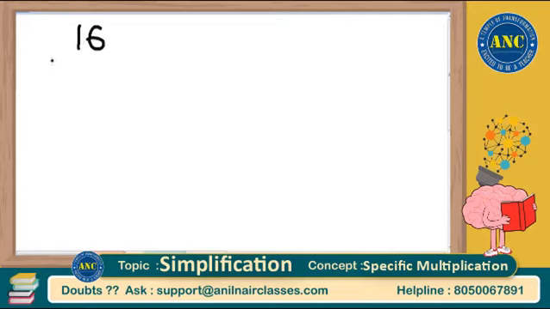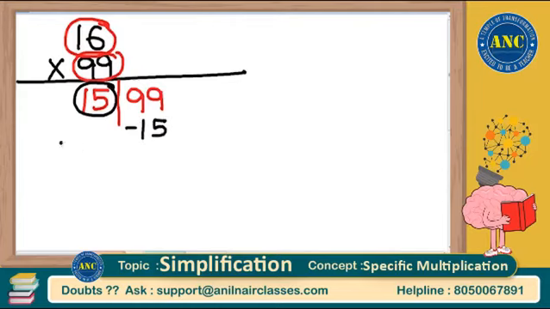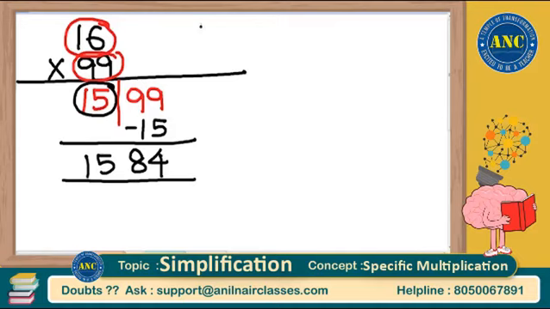Suppose a 2-digit number multiplied by 2 nines. Same logic in a different way I am telling you. You decide which is the best method for you. Now see here, the number is 16. Subtract 1 from it, I will get 15. Put a slash. Write down this 99 as it is. Now, subtract 15 from this 99. Answer is 1584. Simple.